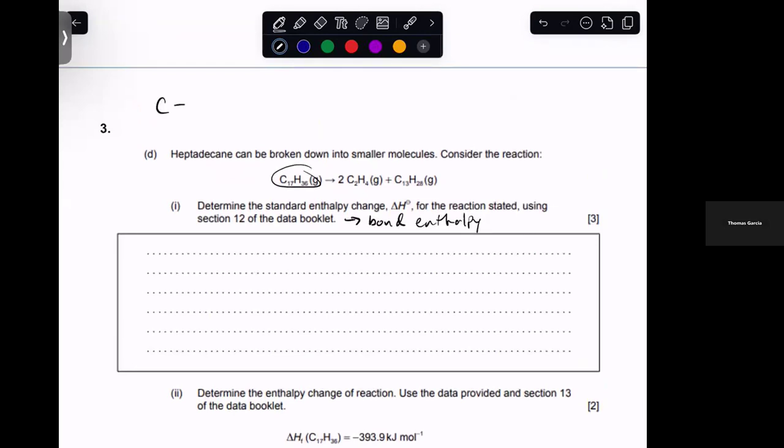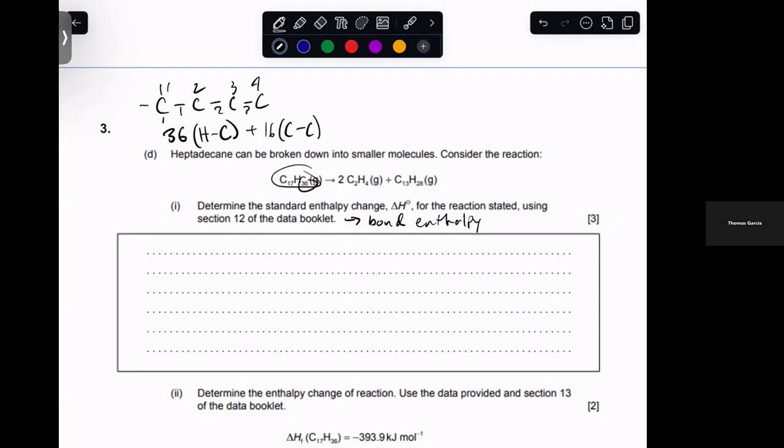C17H36 is just a bunch of single bonds. Each hydrogen is bonded to one carbon. So if we have 36 hydrogens, we're going to have 36 hydrogens bonded to carbons. Furthermore, taking this example up here, if I have 1, 2, 3, 4 carbons, I have 1, 2, 3 bonds. So if I have 17 carbons, I should have 16 carbon-carbon bonds.